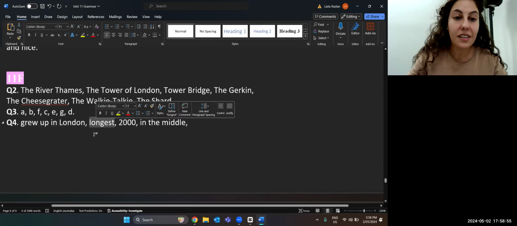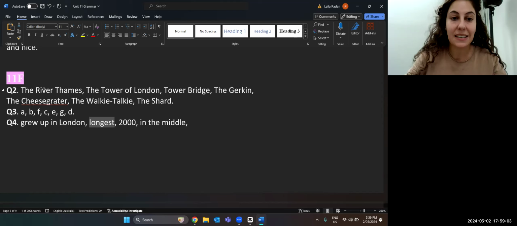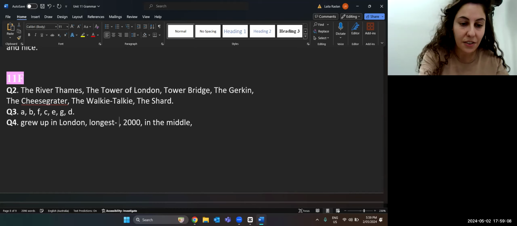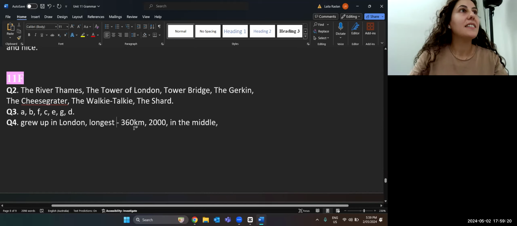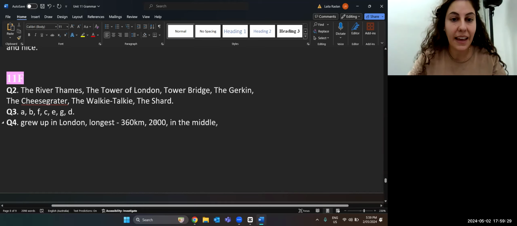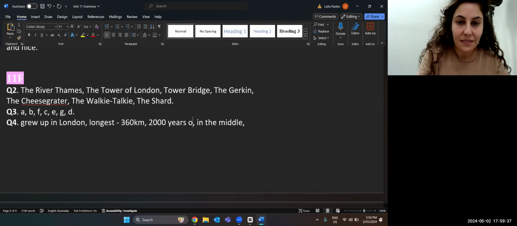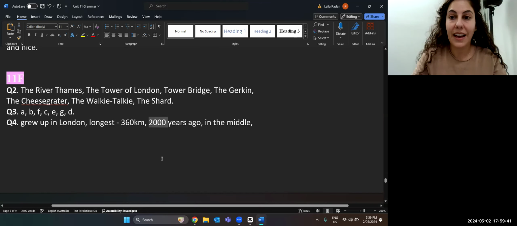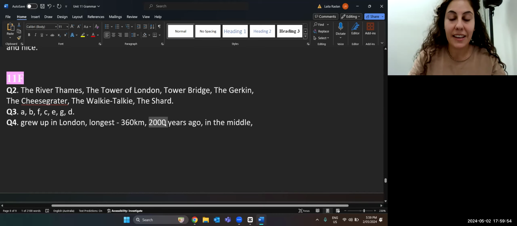The River Thames is the longest river. Do you remember that that was the longest river in London? And it was 360 kilometers long. London was founded by the Romans. So founded means that that's who created the city. And when? 2,000 years ago. So London is 2,000 years old. Okay, unlike Australia, Australia is only 200 and something years old. London is 2,000 years old. So the Romans created the city.